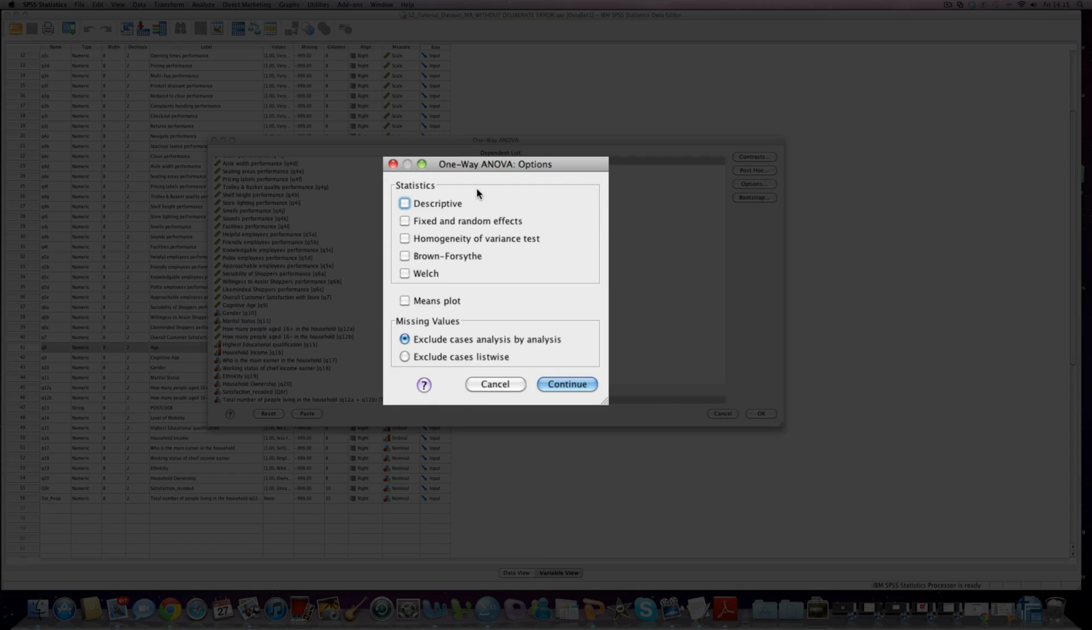I think it's very helpful if we tick all of these. The most important one here being the homogeneity of variance test, because this is a key assumption in ANOVA. And therefore, if we click on the homogeneity of variance test and allow ourselves to have Brown-Forsythe or Welch tests, we can then use their analysis instead of ANOVA. It's more reliable.